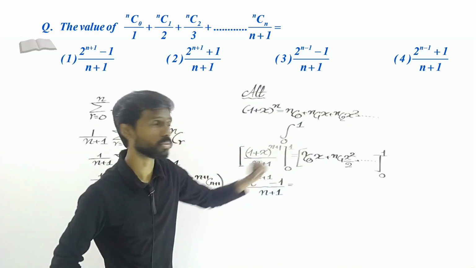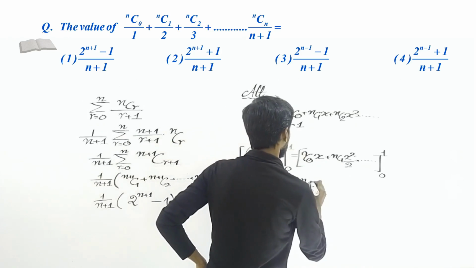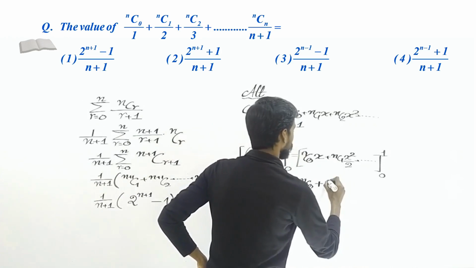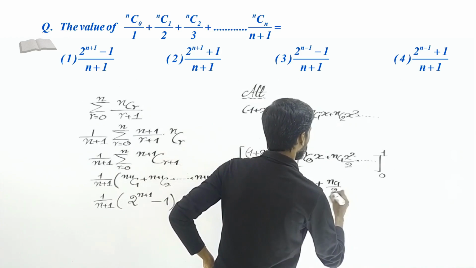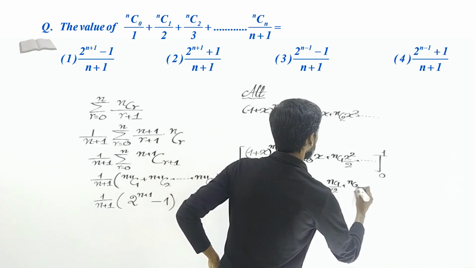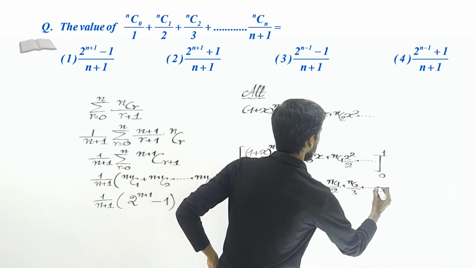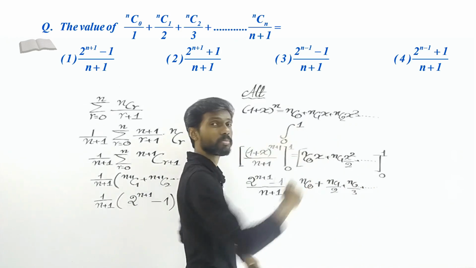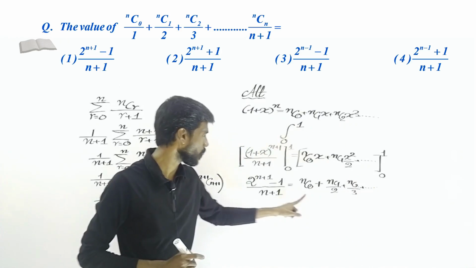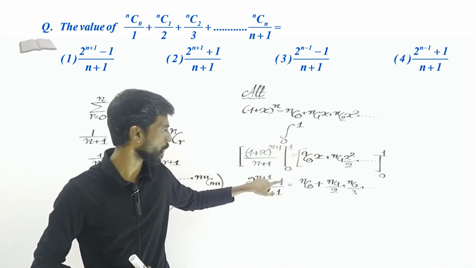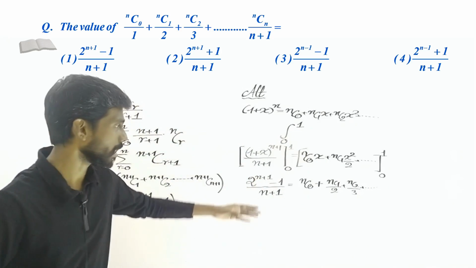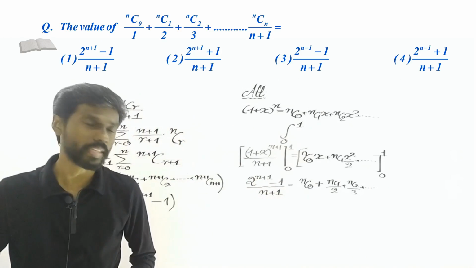Now substitute the upper limit on the other side, that is nC0 plus nC1 divided by 2. Similarly, the next term will be nC2 divided by 3, etc. And if we substitute lower limit 0, all the terms will become 0. So that is what we want: 2 to the power n plus 1 minus 1 divided by n plus 1. That is the value of this expression.